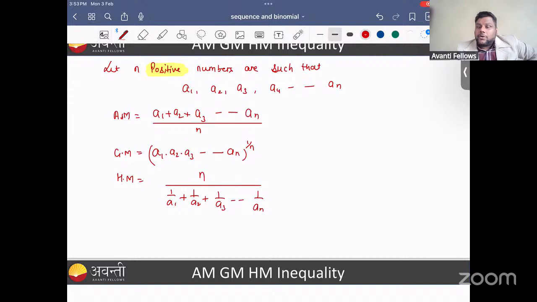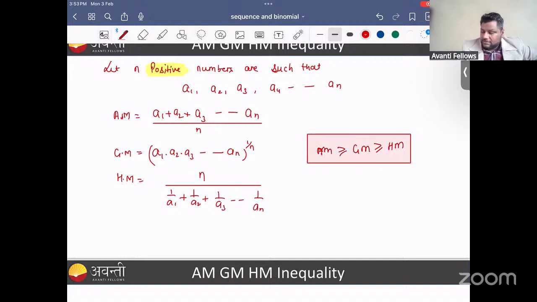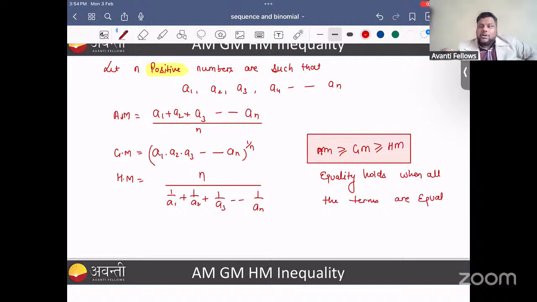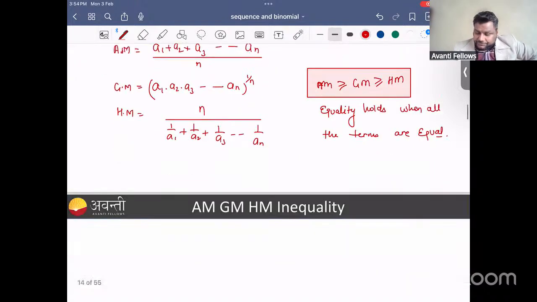Got it? Now I'm not going into the proof of AM-GM inequality, but the inequality is arithmetic mean more than or equal to geometric mean, which in turn is more than or equal to harmonic mean. Got it? And equality holds when all the terms are equal. All the terms means the terms on which AM-GM inequality is applied, they are equal. Got it?